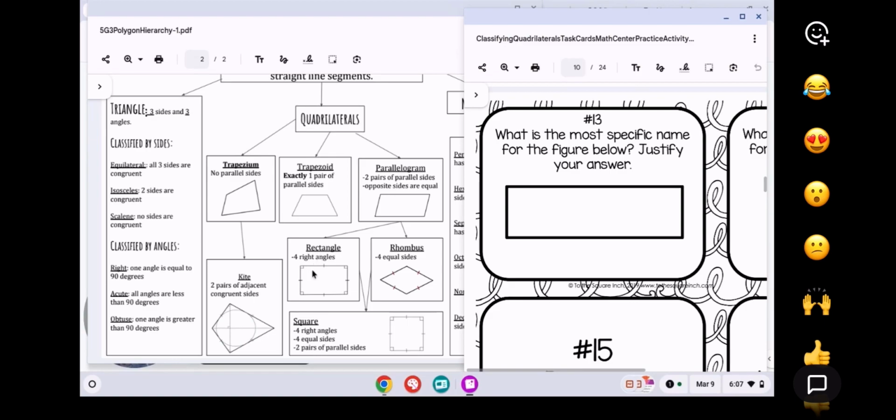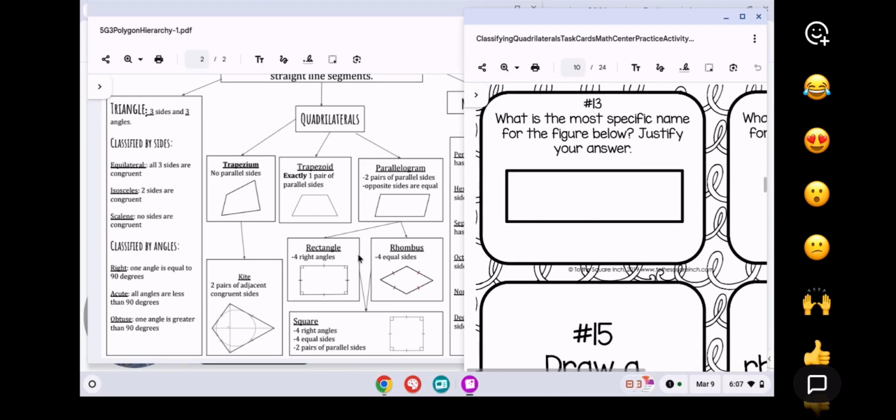So let's try out rectangle. A rectangle has 4 right angles. That is correct. All 4 of these are right angles, but that doesn't mean that my answer for the most specific name is a rectangle. I'm going to keep going.